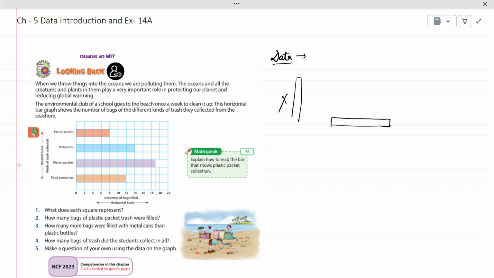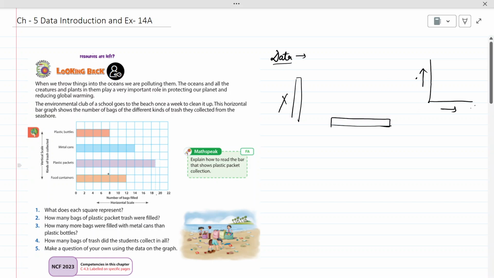So kids, if we see this graph, the horizontal axis is showing the number of bags filled. Okay, and these bags are filled with what? They are filled with different kinds of trash, and those different kinds of trash are plotted on the vertical axis. So this is the vertical axis, and this one is the horizontal axis. On the horizontal axis they have plotted the number of bags, and on the vertical axis they have plotted the different kinds of trash collected.